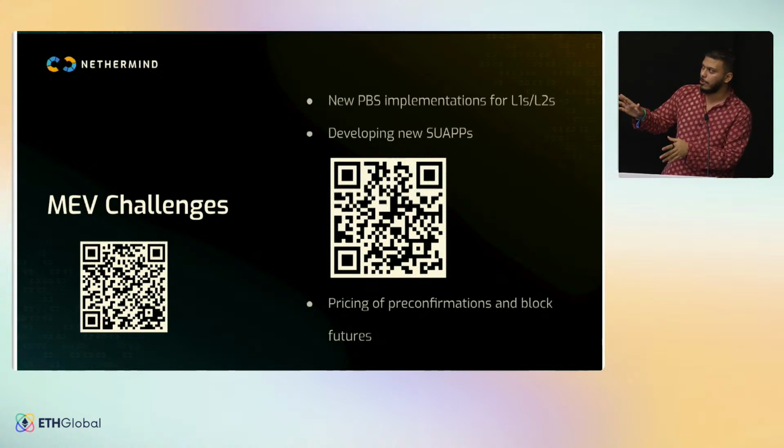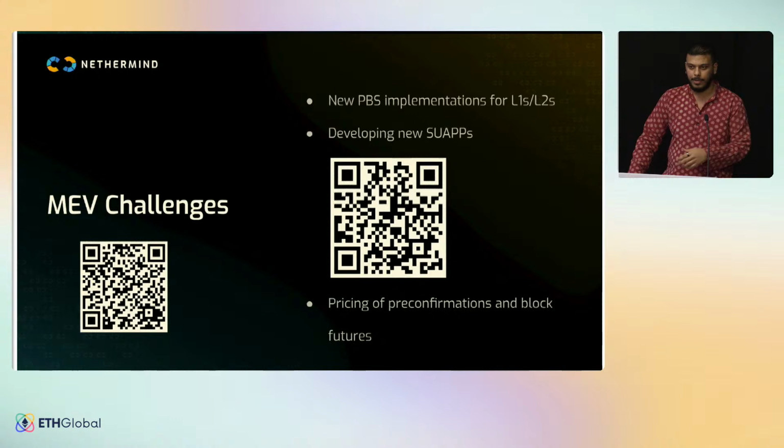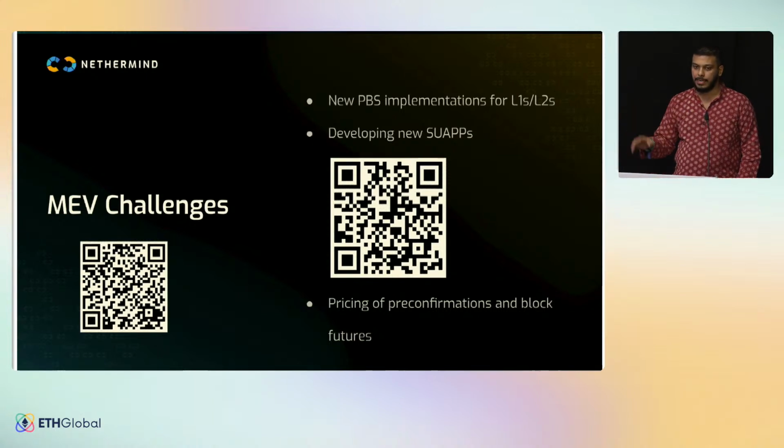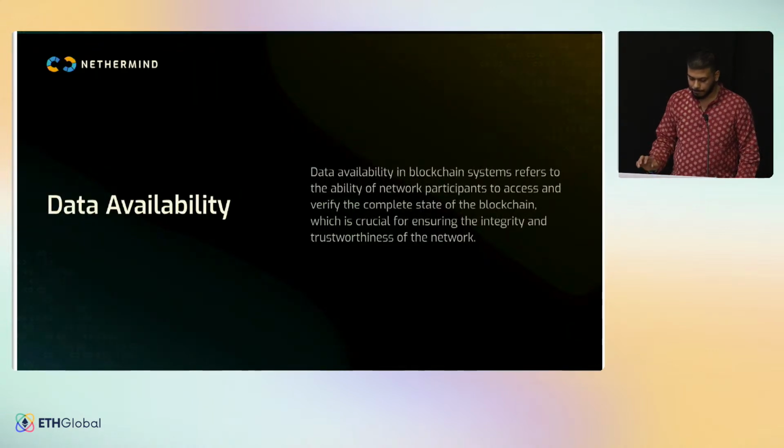You'll see two QR codes here. The one on the right is for developing swaps, which are apps on Suave, and we're collaborating with Flashbots on that one. So there are some inspirations from the Flashbots forum that you might be interested in. And on the left is a more detailed list of what challenges we are putting up for MEV.